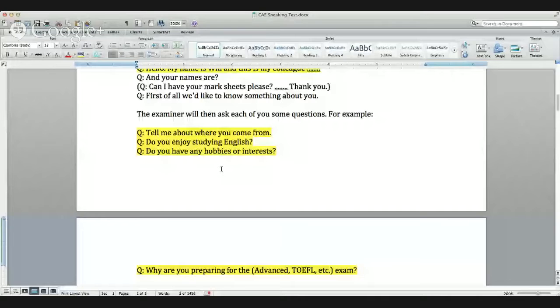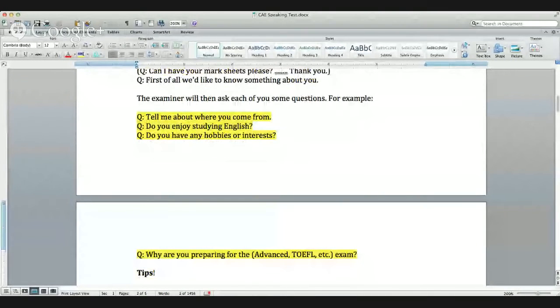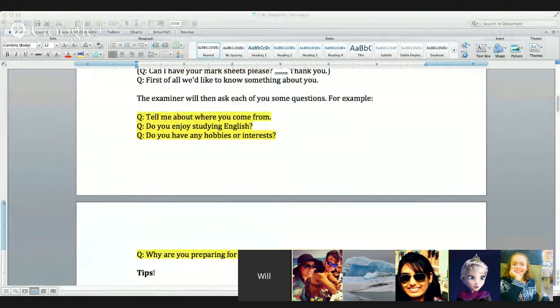And you don't have to have anything prepared for that, but that's good. We have enough information. The reason I'm asking these questions is because this is the first part of the exam. They say, tell me about where you come from, do you enjoy studying English, hobbies or interests, and why you're preparing for the exam. Now, because we have 5 people, if I cut you off, don't be offended. It's just I want to make sure everyone gets enough chances to speak. So I'll just go from left to right as I see it on my screen. So Aline, do you enjoy studying English?